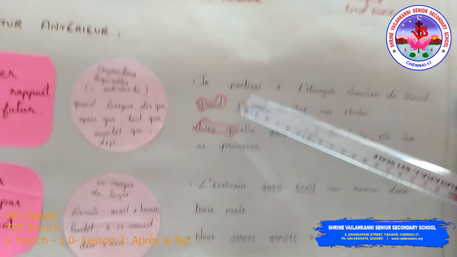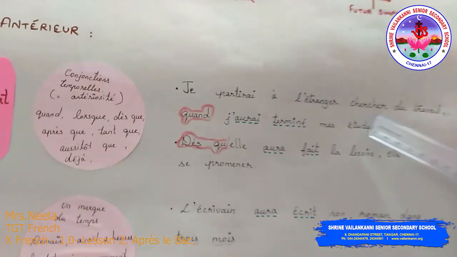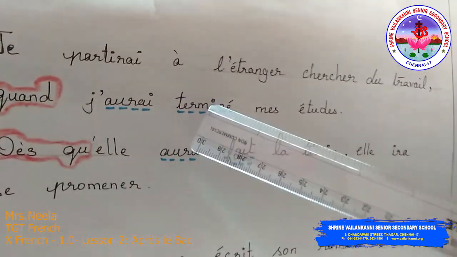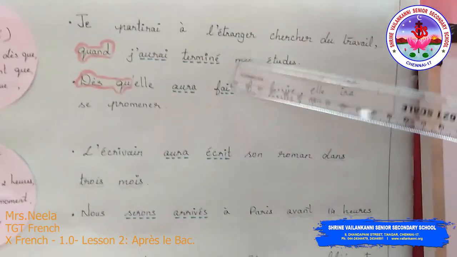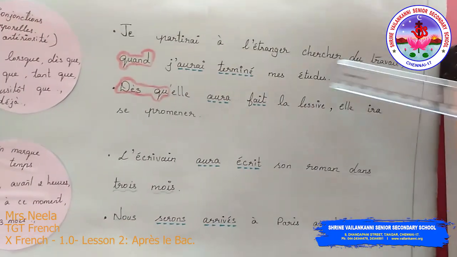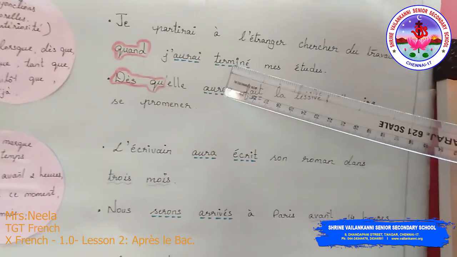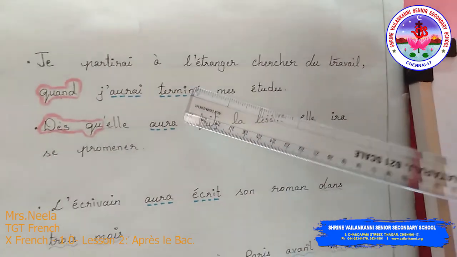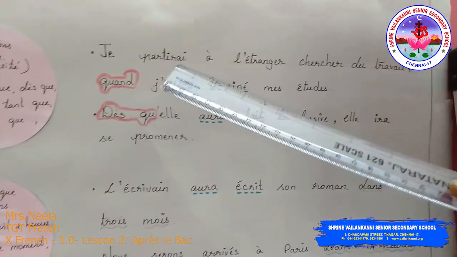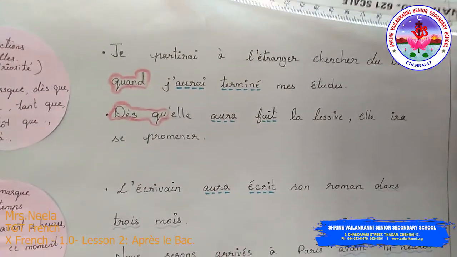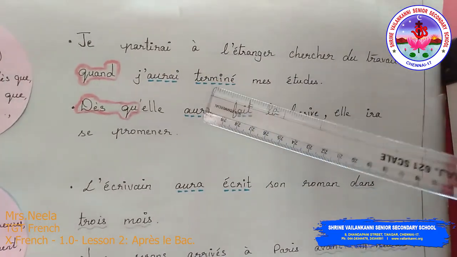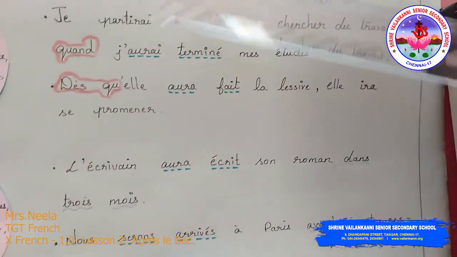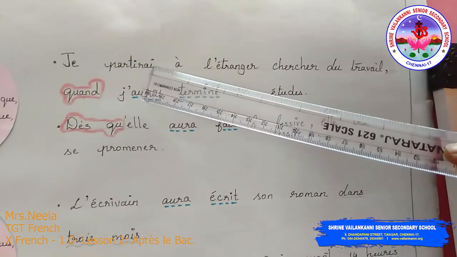Je partirai à l'étranger chercher du travail quand j'aurai terminé mes études. Once you finish your studies, you will leave for a foreign country in search of work. The first action is what? J'aurai terminé mes études. You have to complete your studies, then only you can leave for the foreign country. So the first action, as I mentioned in the timeline, should be in futur antérieur and the second action should be in the futur simple.